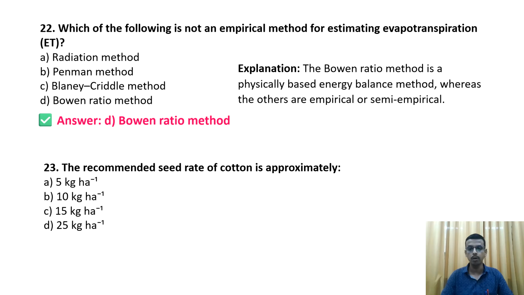The recommended seed rate for cotton, again, it is for general agriculture. So I request all the students who are going to appear next year also, please read any general agriculture book carefully for this. Seed rate of cotton is 10 kg per hectare.